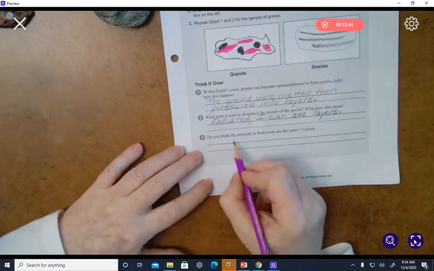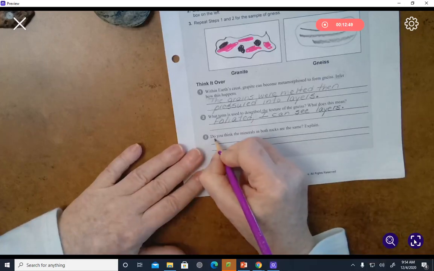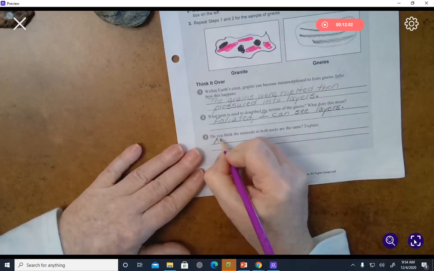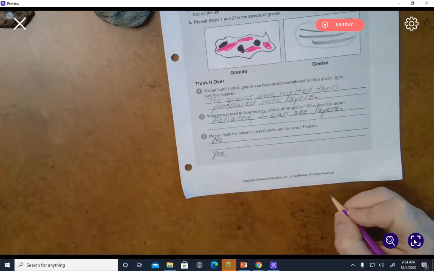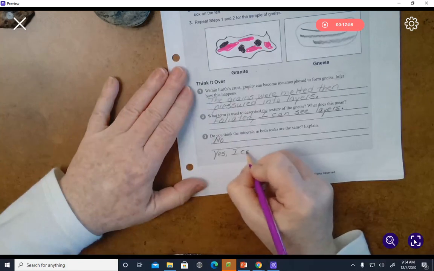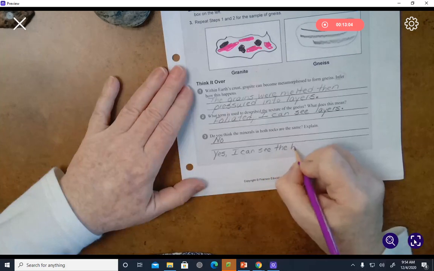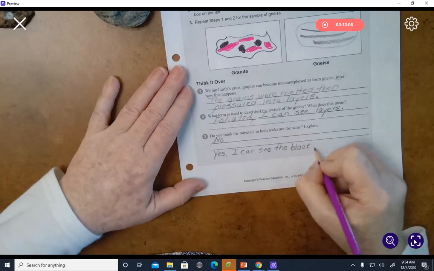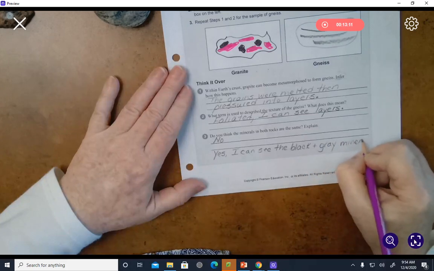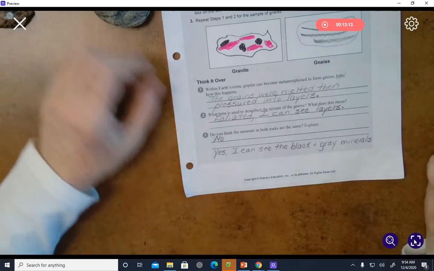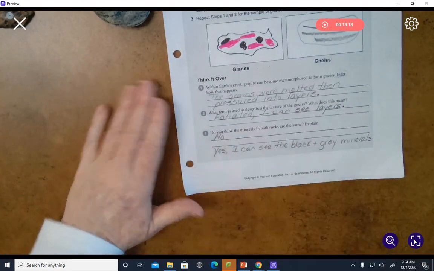Do you think the minerals in both rocks are the same? It says, do you think? So you could write no, or you could write yes. You might see, I can see the black and gray minerals. If it's no, you might say, and this is just what you think, so don't write I don't know.